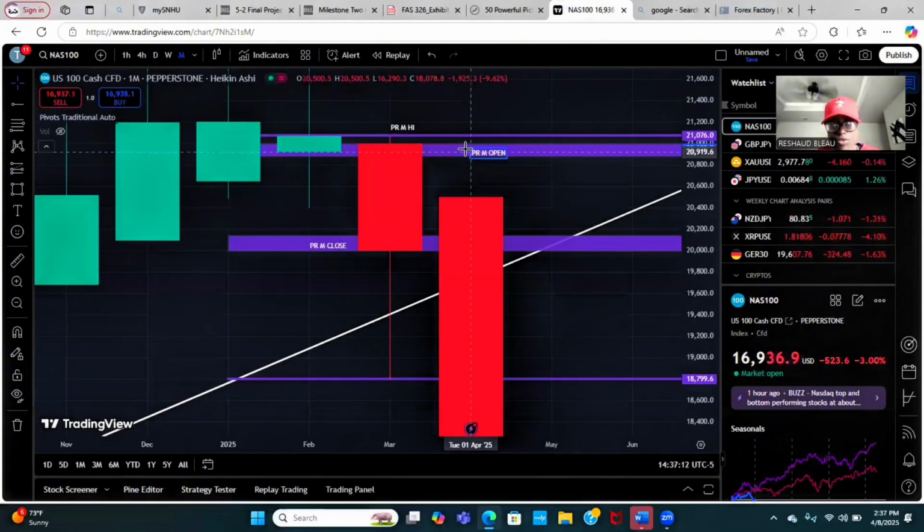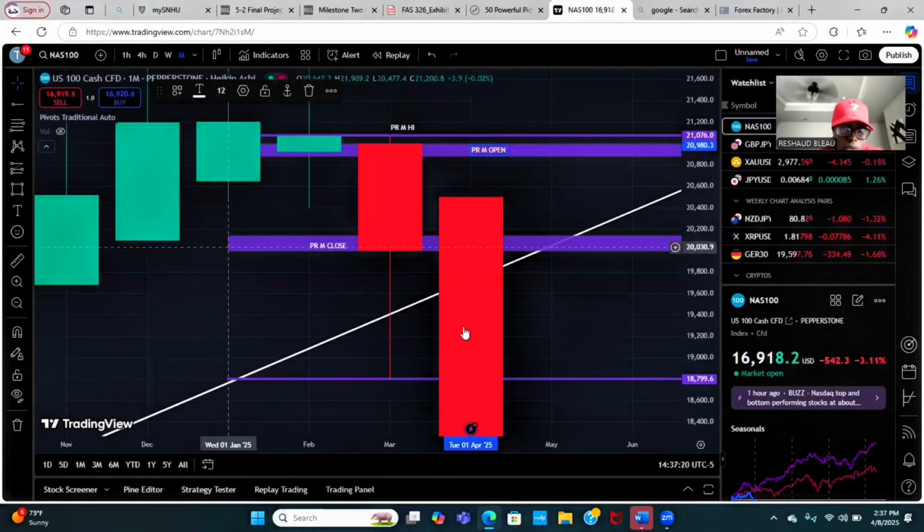So when you're selling, it opens from the top and sells down. When you buy, it opens from the bottom and buys up. And then we have the previous monthly low. Okay.